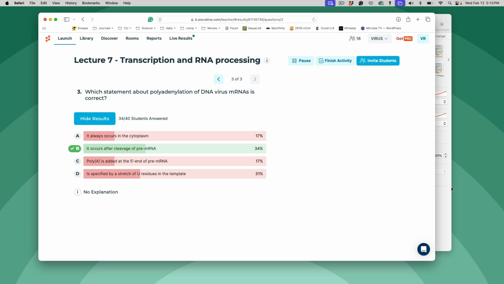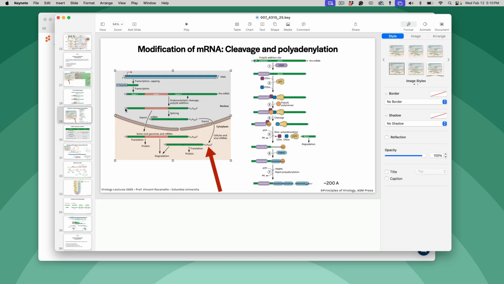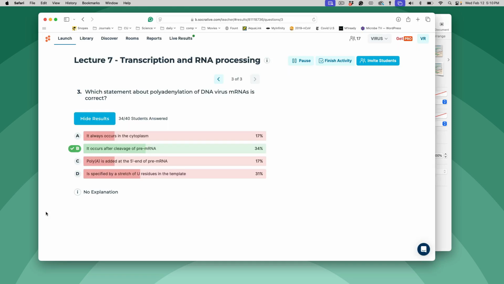Anyway, the 5' end is at the other end, so we're polyadenylating here at the 3' end. And then specified by a stretch of U, many of you picked that. That's for the viruses we talked about yesterday, right? The RNA viruses get polyadenylated at stretches of U, not the DNA viruses. There's a little AAUAAA, and that gets you 200 A residues.